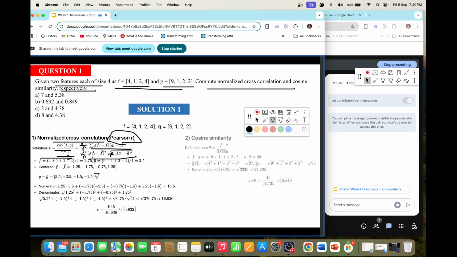And similarly you can get the cosine similarity. It is very easy: f dot g divided by mod of f times mod of g. So f dot g you can calculate, and mod of f and mod of g you can calculate, and you can get the cosine similarity. So the answer is coming 0.632 and then 0.849. Option B is your correct answer.